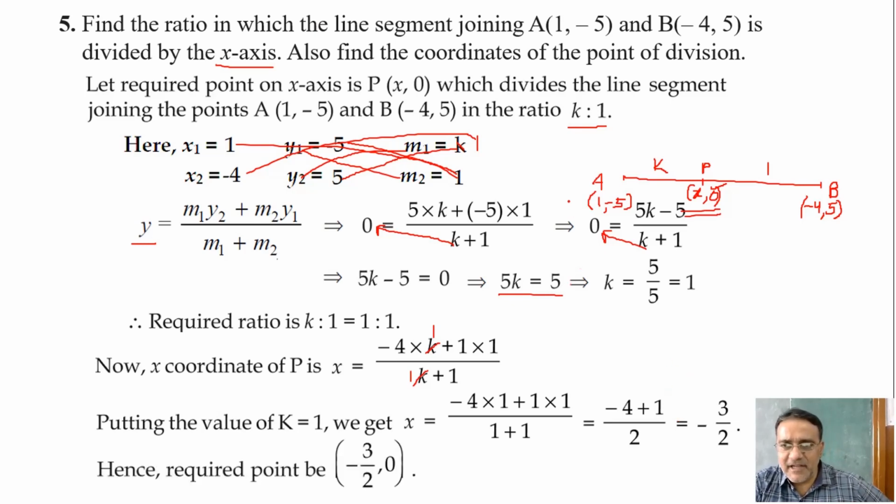ये हम लोग डायरेक्ट भी कर सकते थे, कैसे करेंगे? That would be easy. Required ratio is 1:1, so P is the midpoint of AB. So x is equal to (1 plus -4)/2, that is -3/2. In that way also you can do. Any doubt in this question?